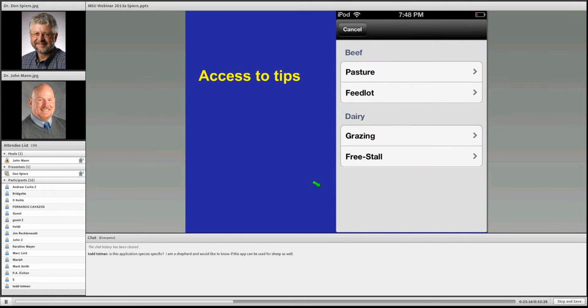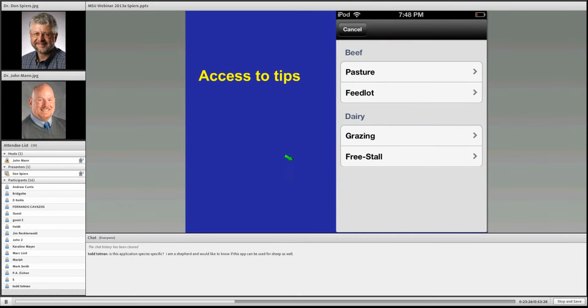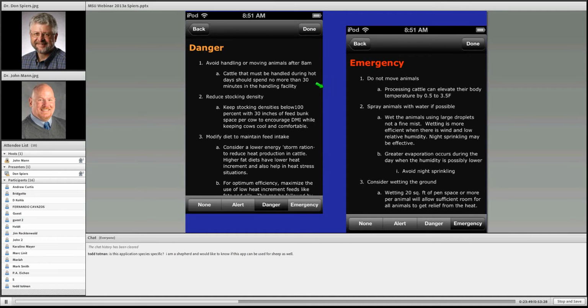So if you didn't identify, let me just go back a minute. If you didn't identify one of these and instead you just clicked forward in time on this, you would get this page of tips. Here you have just the general tips: beef and dairy, pasture, feedlot, grazing, freestall. If you click on these, you go to a whole page of various tips for no stress condition. And like I said, if you had a specific condition already identified, it would take you to this automatically. But here we have no stress, we have alert conditions, then going forward in time, danger, and emergency conditions.